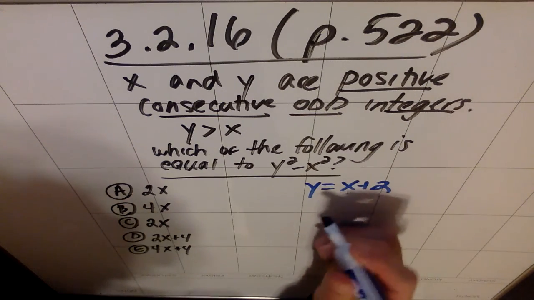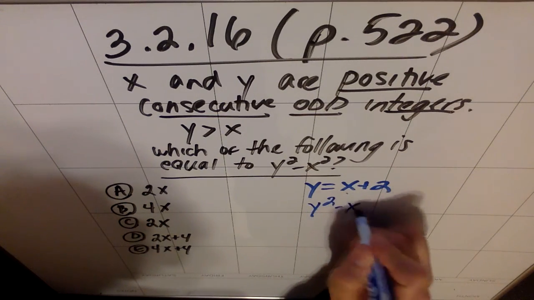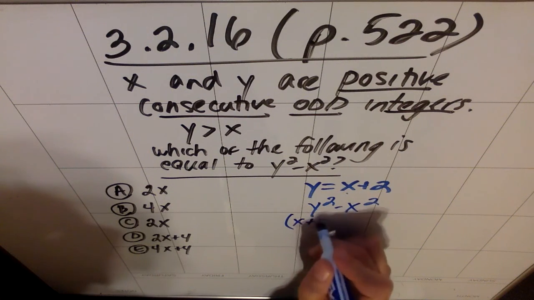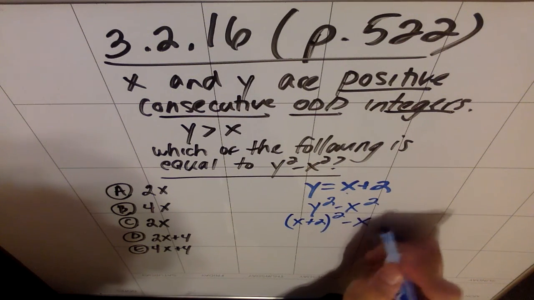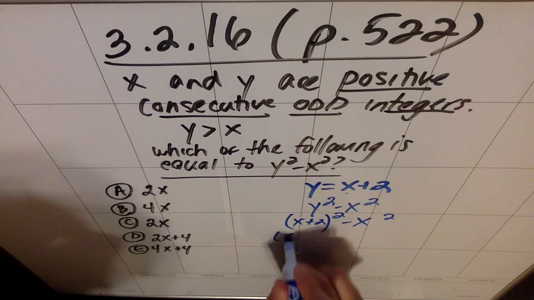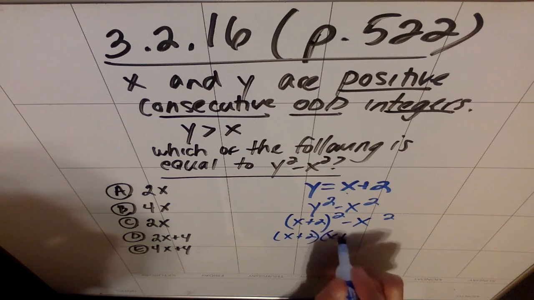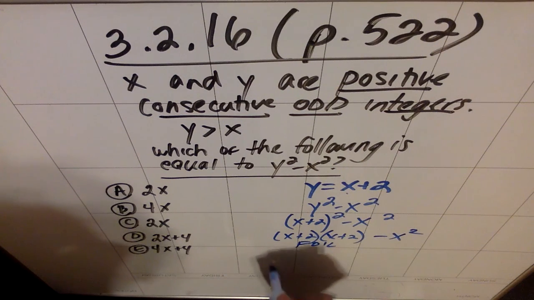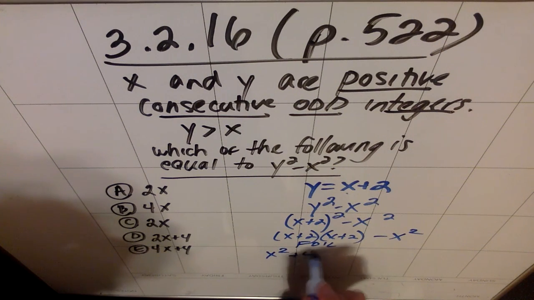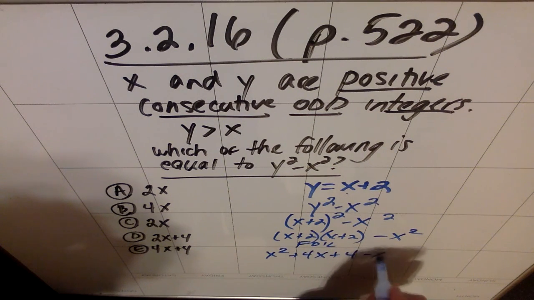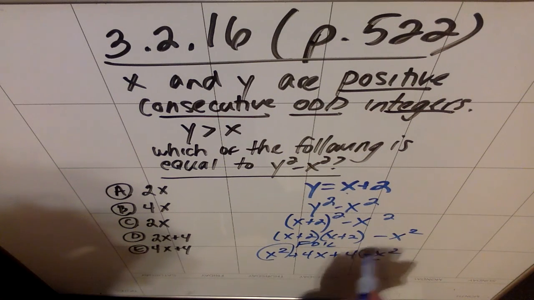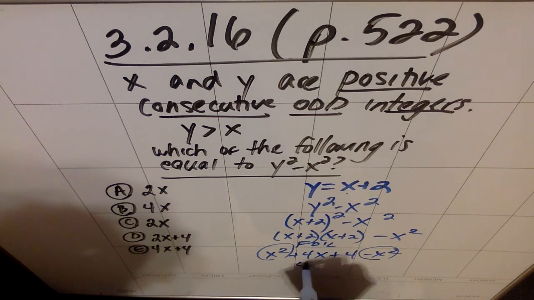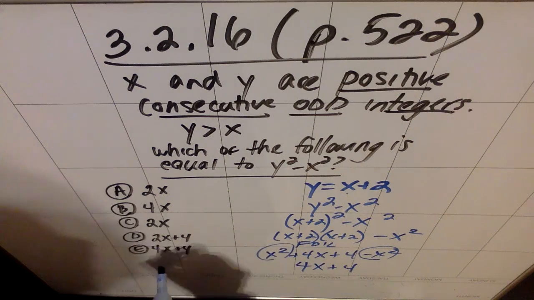Cool. Once you know that, Y squared minus X squared should be X plus 2 quantity squared minus X squared. If you FOIL out X plus 2 times X plus 2, because that's how we have to distribute if we're squaring a binomial, we get X squared plus 4X plus 4 minus an X squared. The X squared and the other X squared sum to 0, and I get 4X plus 4, which is answer E.